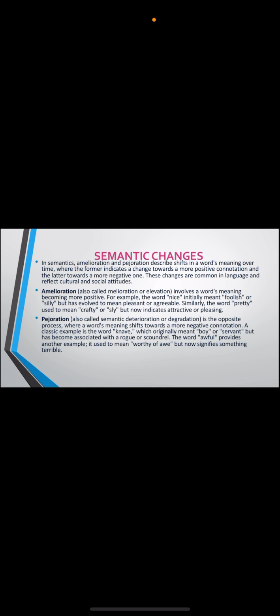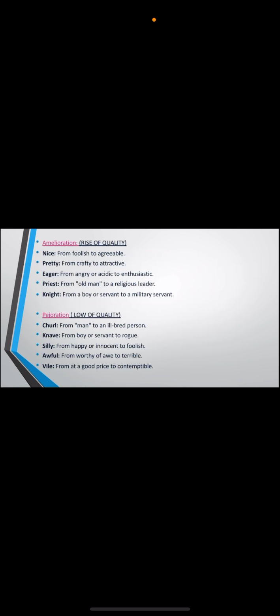And awful. Another example: it used to mean worthy of awe, but now signifies something terrible. Oh, it's awful. That means in a negative manner. In the previous days, awful or knave were associated with a positive tone or a positive meaning, but gradually they got a negative one. That is pejoration. So amelioration means a word gradually gets a positive meaning, and pejoration means a word gradually gets a negative meaning.